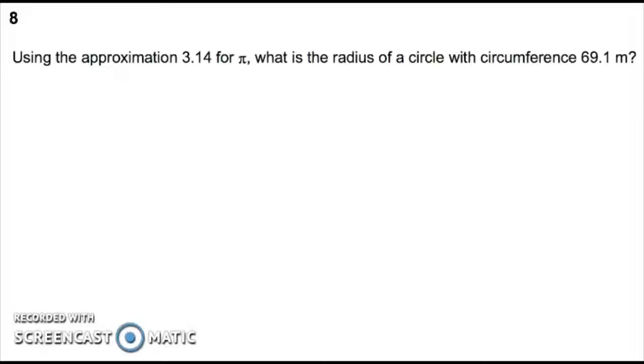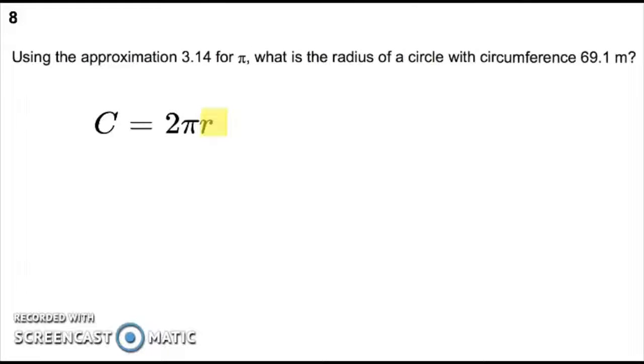Number 8. Using 3.14 for pi, what is the radius of a circle with a circumference of 69.1 meters? Now the circumference is the distance all the way around the outside of a circle, and the formula for that involving radius is C equals 2 pi r, where C is the circumference and r is the radius. Since we're looking for the radius, let's solve for r.